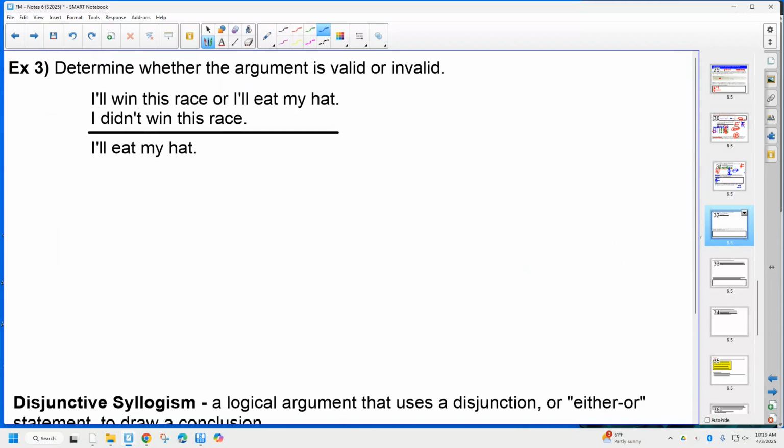Number 3, determine whether this argument is valid or invalid. I'll win this race or I'll eat my hat. I didn't win this race. I'll eat my hat.